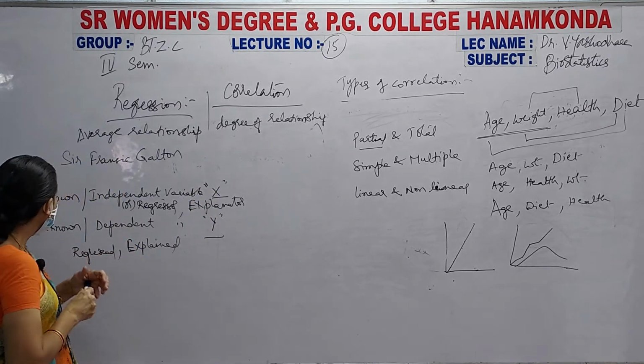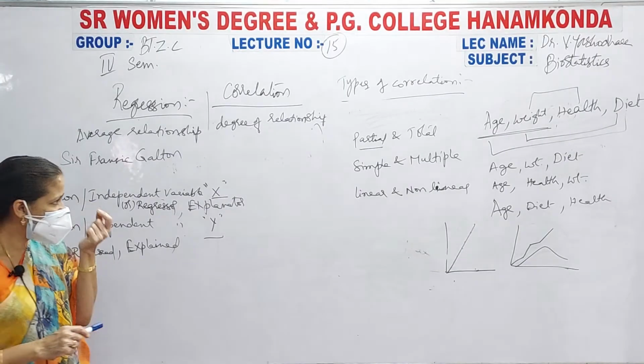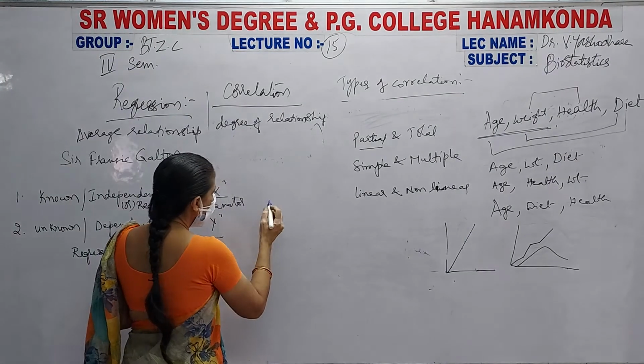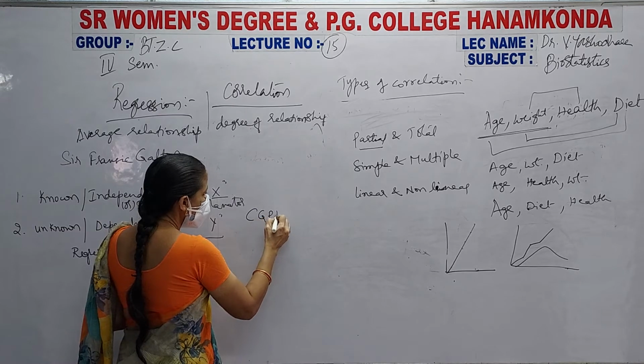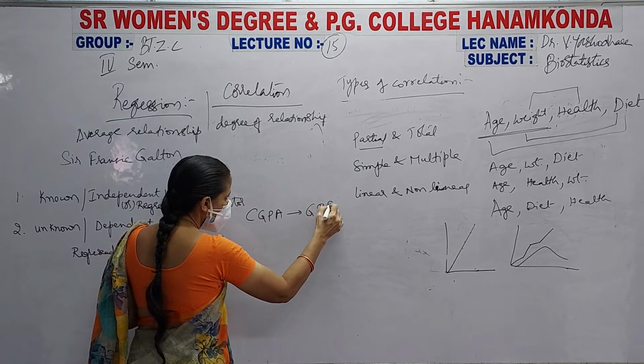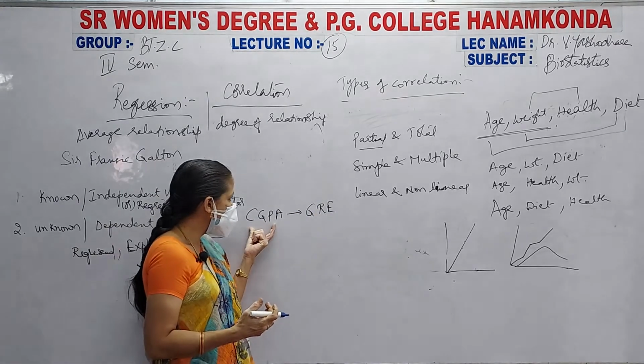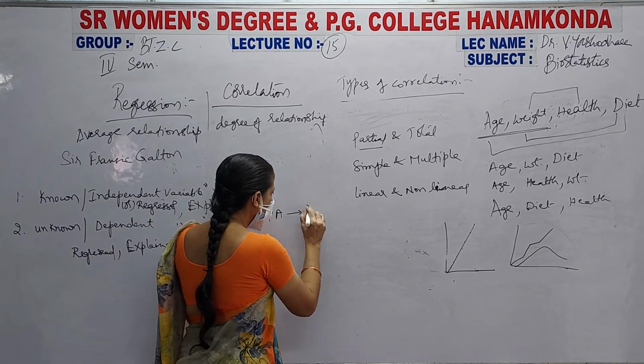Now see here, we will see one example of these independent variables and dependent variables. Suppose, see here, your CGPA is something and you know that it is related to your GRE score or your MSc entrance score.